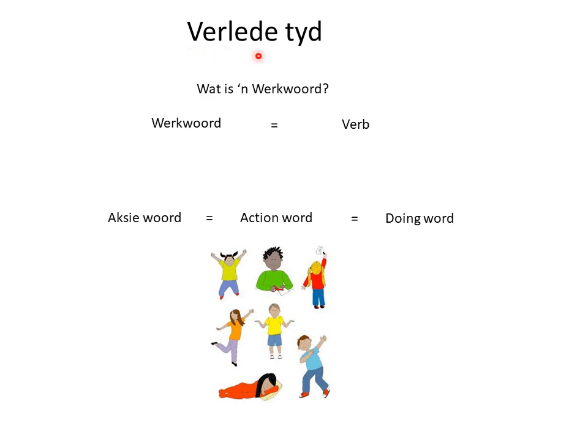Before we can learn how to change a sentence into past tense, we first need to know a few important concepts. The first one is this concept here. What is a werkwoord? As you can see, a werkwoord is a verb. A werkwoord is an aksiewoord, action word, or a doing word. Knowing what a werkwoord is is very important in order to change a sentence properly into a past tense sentence.